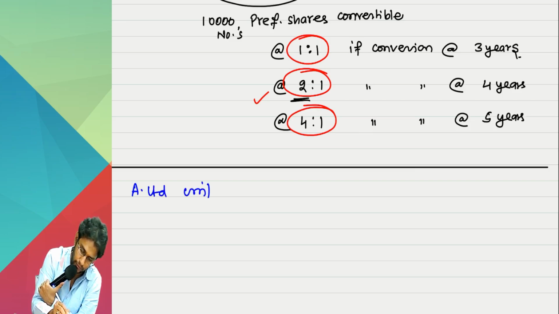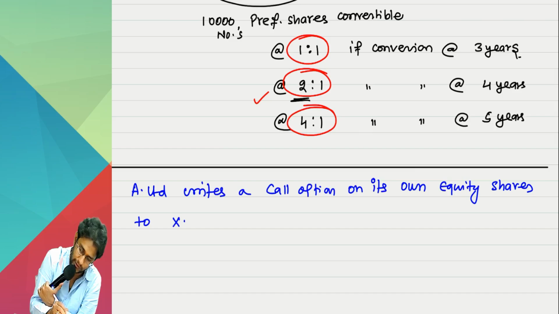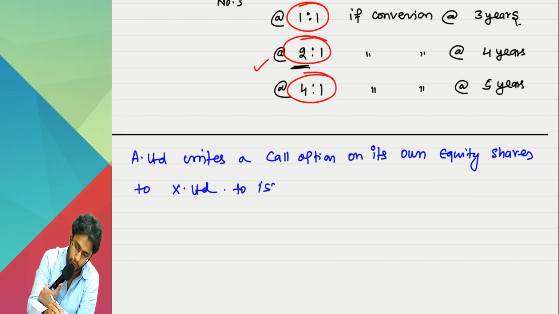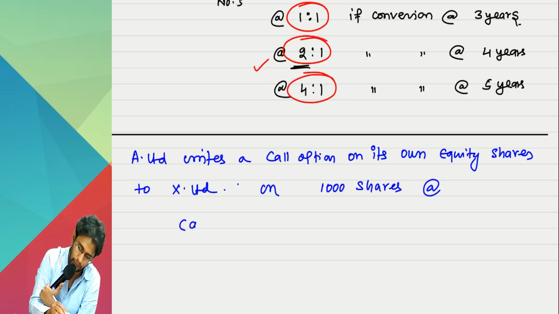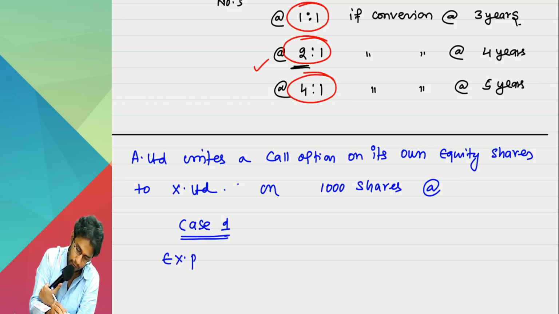A Limited writes a call option on its own equity shares to X Limited to issue 1,000 shares at case 1. Exercise price is equal to 500 rupees.